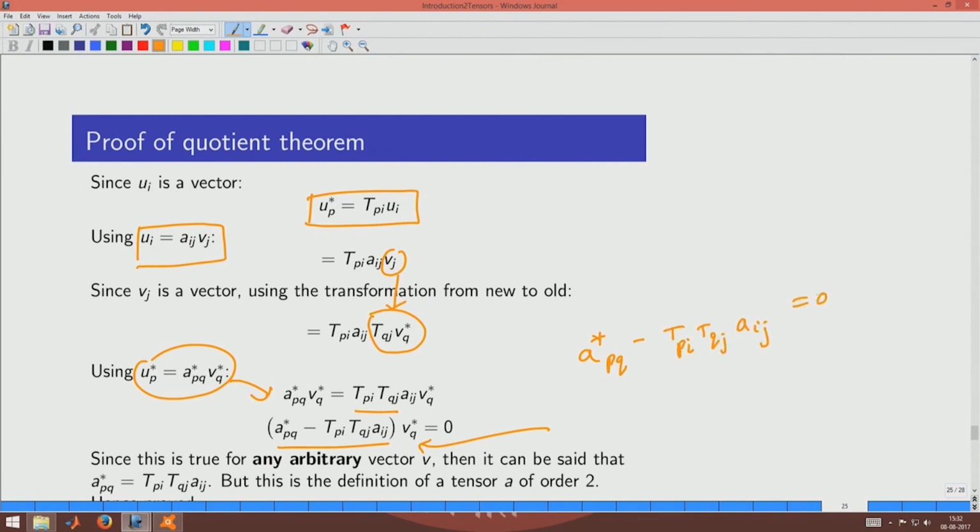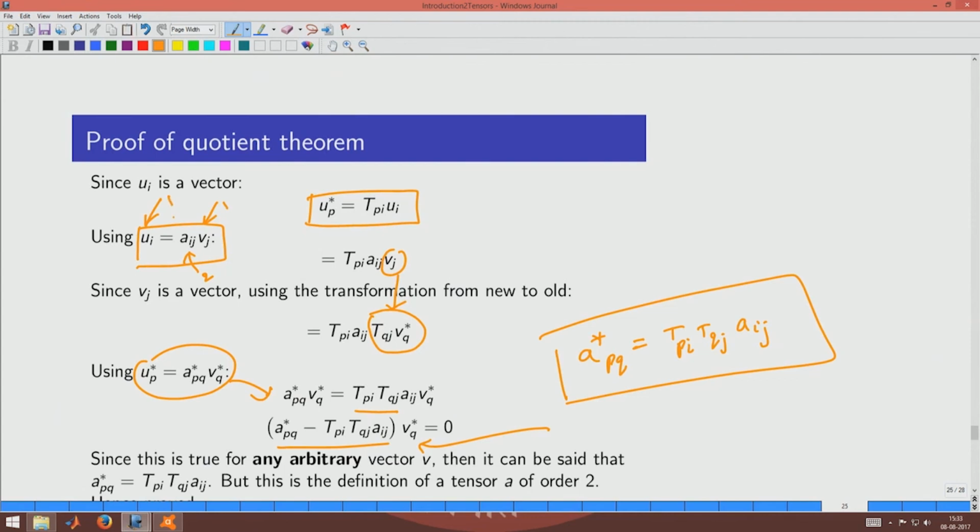when this is always 0, and this is always 0 when, for example, in every coordinate system this is true. Now, this is actually the definition of A as a tensor of order 2, and that is exactly what the quotient theorem says. What it says is that in every coordinate system, if you wrote in this manner where u and v are tensors of order 1, then A is a tensor of order 2. So, that is what is being proven.